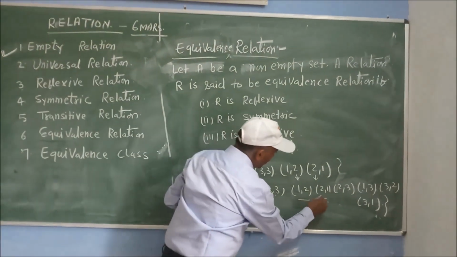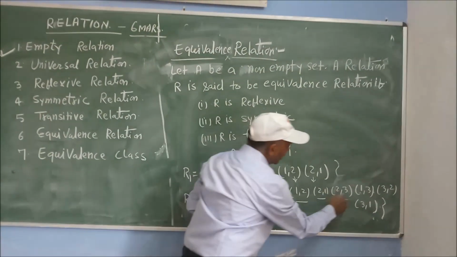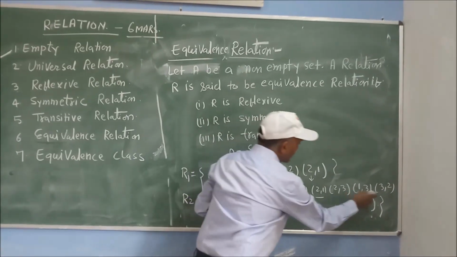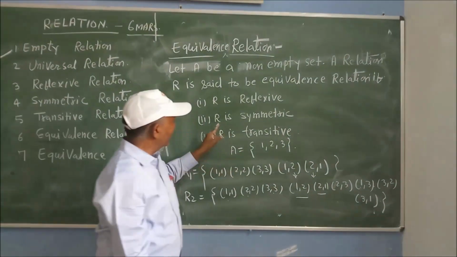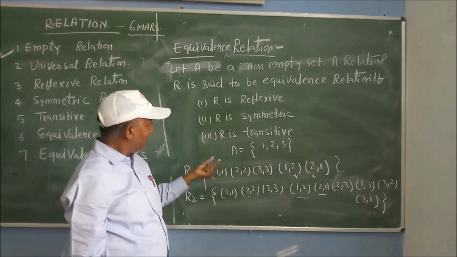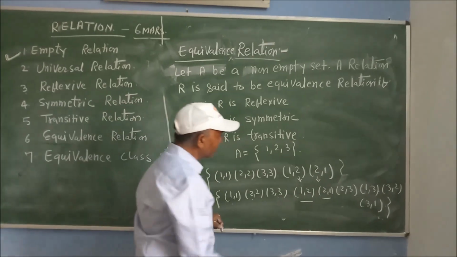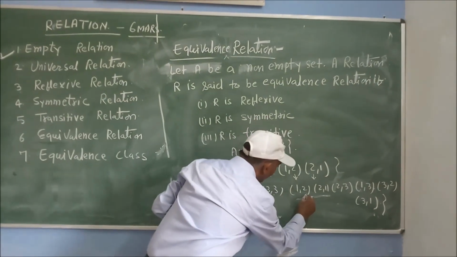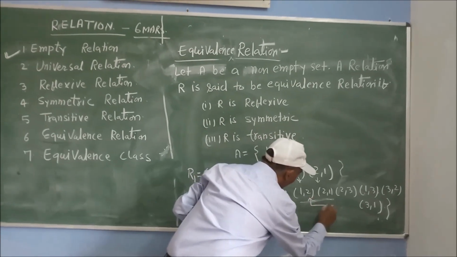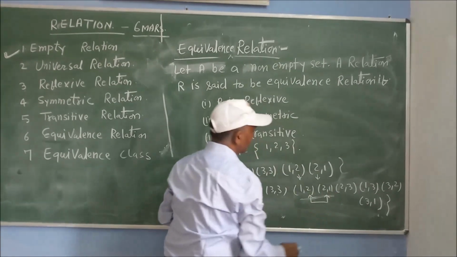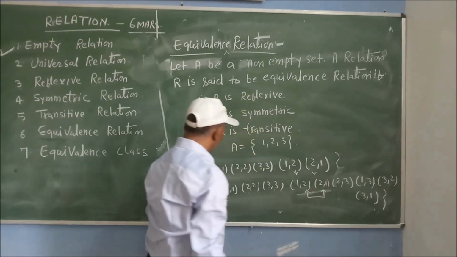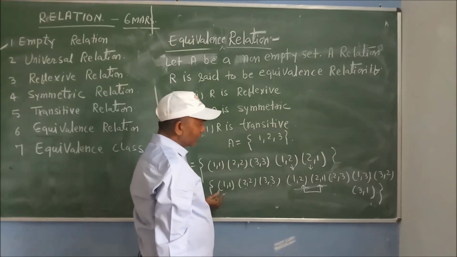So 1 2 and 2 1 is here. 2 3 and 3 2 is here. 1 3 and 3 1 is here. That means we can say R is symmetric. And check the transitive. For transitive purpose, check here. Here 2 is the second element and here 2 is the first element. So that means 1 1 must be here. 1 1 is here. So this is transitive.